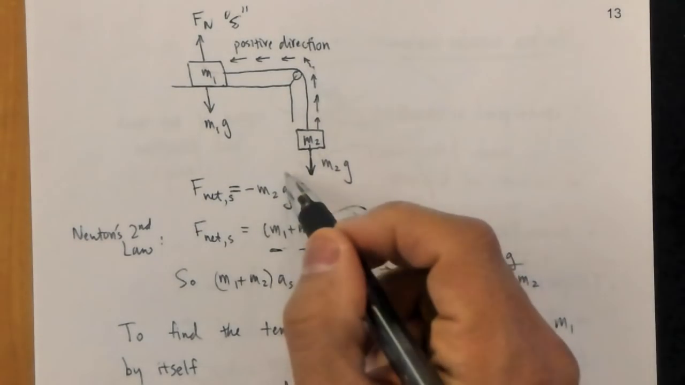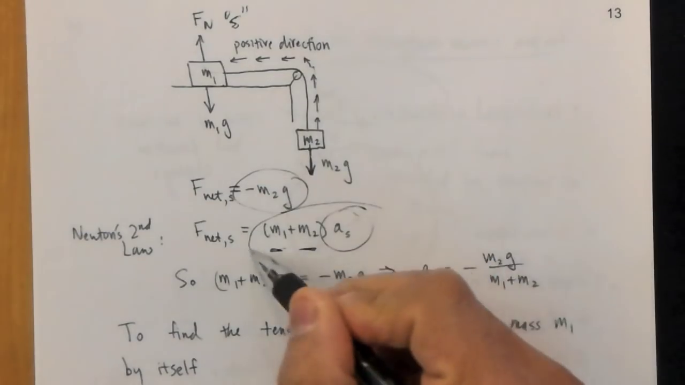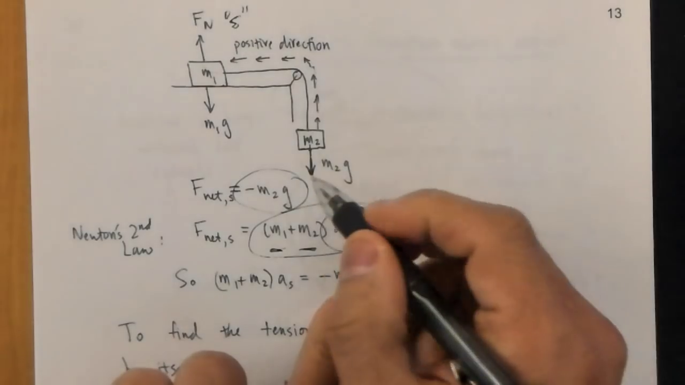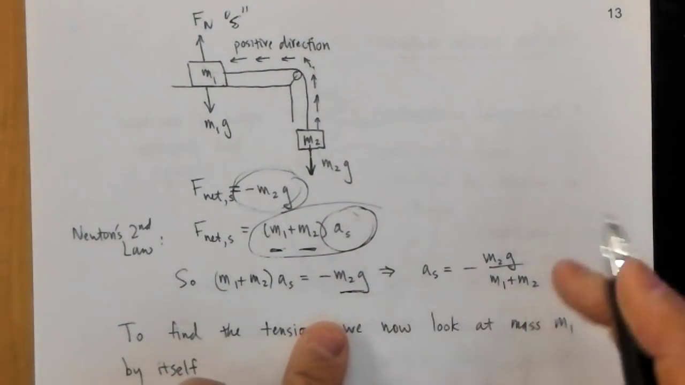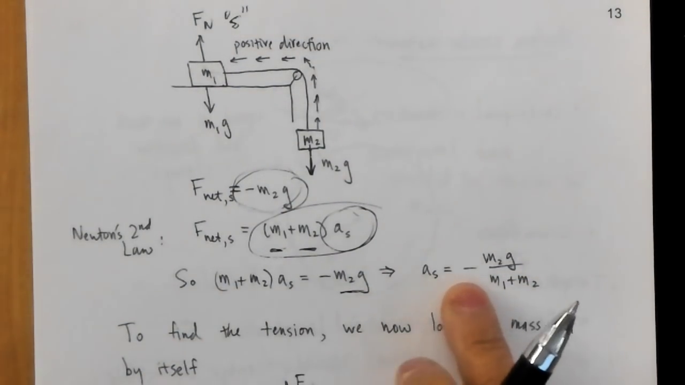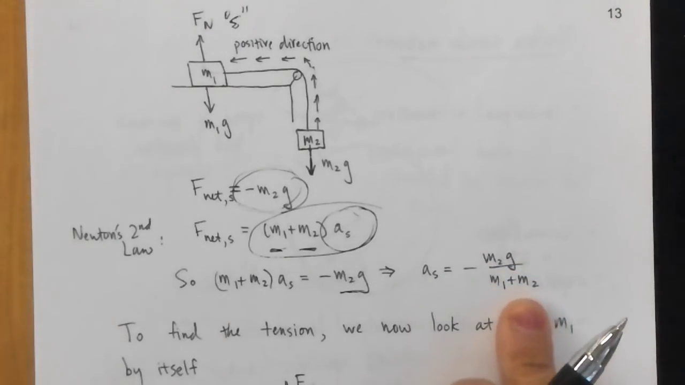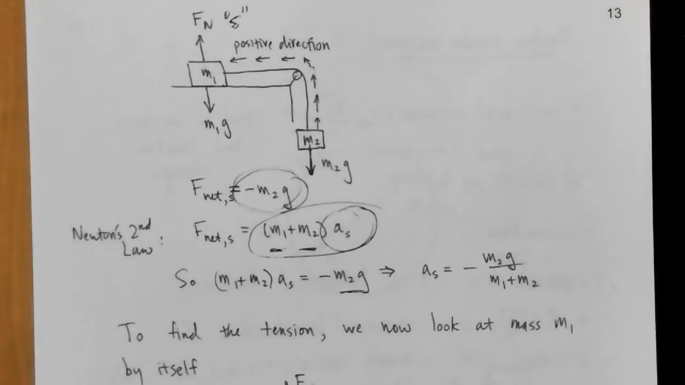And so now we have two equations for F net S. We have m1 plus m2 times aS equal to negative m2 times g. Now I can solve for aS, and I get negative m2g over m1 plus m2. Okay, any questions about this?